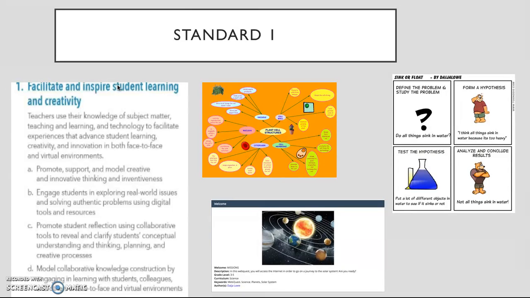So I chose the concept map to demonstrate sub-standard A, and the concept map allows them to be creative and to show their knowledge. At the same time, I chose the web quest to demonstrate sub-standard B because they have to use problem-solving skills while using digital tools. And then I chose the comic for sub-standard C because the comic allows them to reflect on a problem and explain results while using their creative processes.